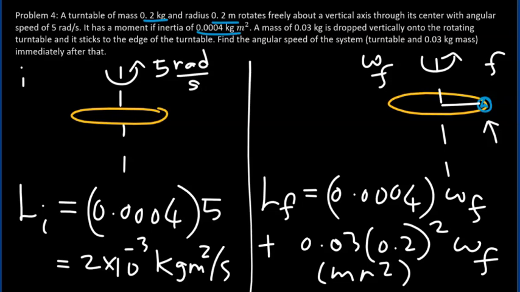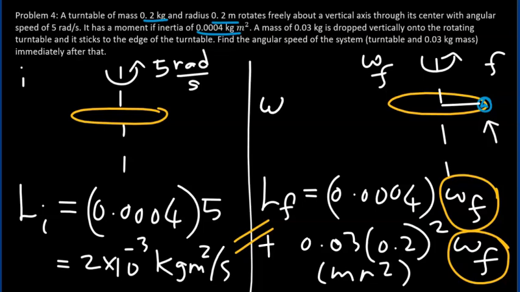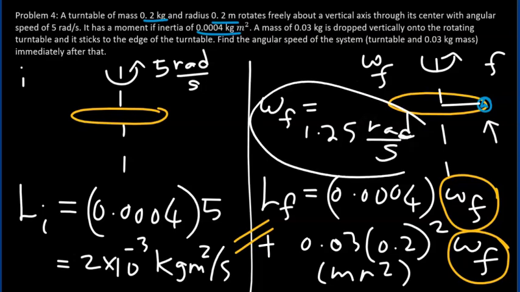Equating the angular momentum before and after, namely using the conservation of angular momentum, you can solve the only remaining variable, which is omega f, which is 1.25 radian per second. And that solves the problem. So we see that the introduction of this tiny mass actually slows down the rotation of the system. Thank you for watching.